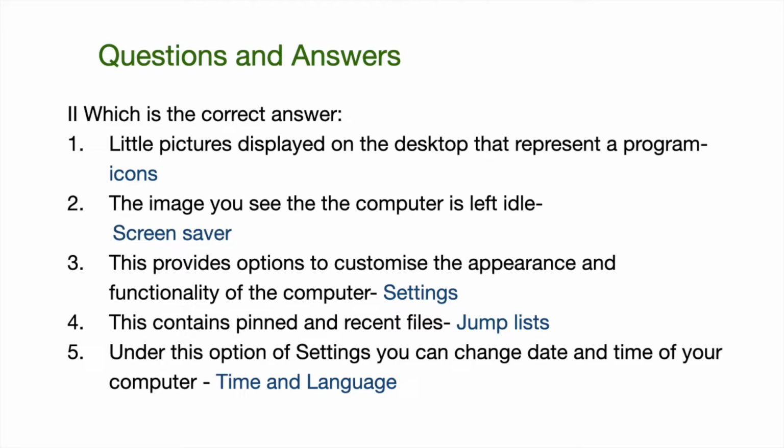Which is a correct answer? Little pictures displayed on the desktop that represent a program: icons. The image you see when the computer is left idle: it's called the screensaver. This provides options to customize the appearance and functionality of the computer: settings. This contains pinned and recent files: jump lists. Under this option of settings, you can change the date and time of your computer: time and language.